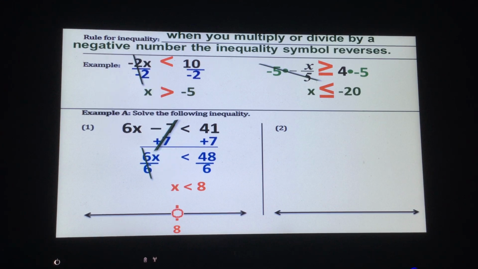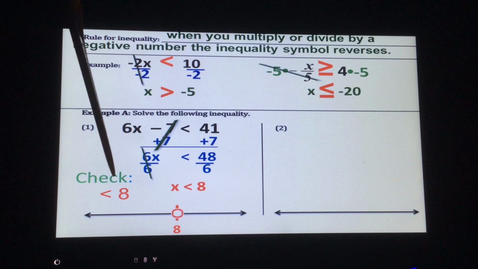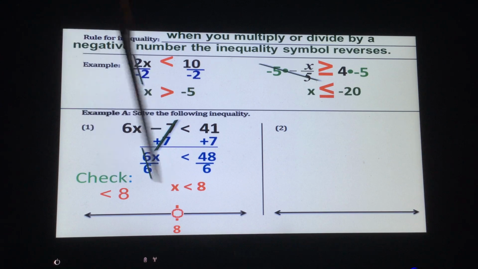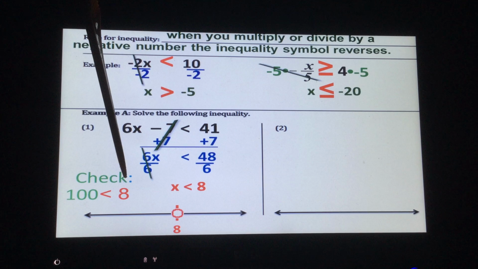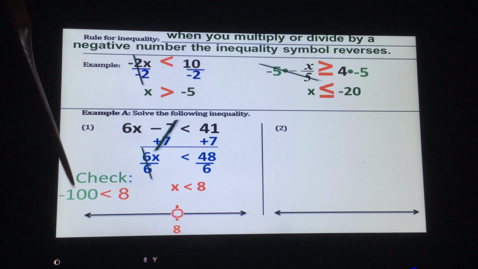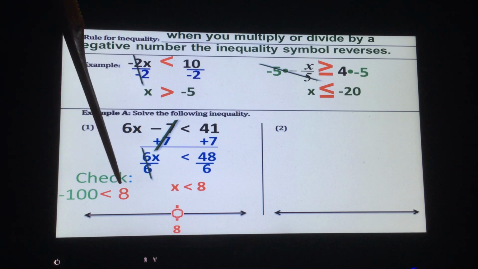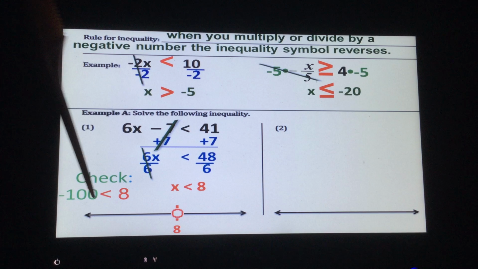All right, now we have to find out what side to shade, and we did this before in our inequality problems. So we're going to go ahead and check. How do we check? Well, we're going to put a test point in for x. And remember, I want you guys to use negative 100 and 100 to help you make sure that you get the right answer. So if we put 100 in there, is 100 less than 8? The answer is no. So now let's go ahead and try negative 100. Is negative 100 less than 8? The answer is yes. So negative 100 is on this side of the number line, so we're going to go ahead and shade that side.